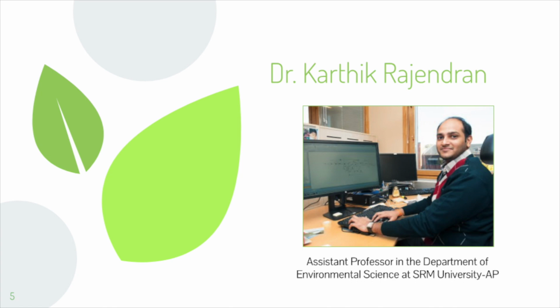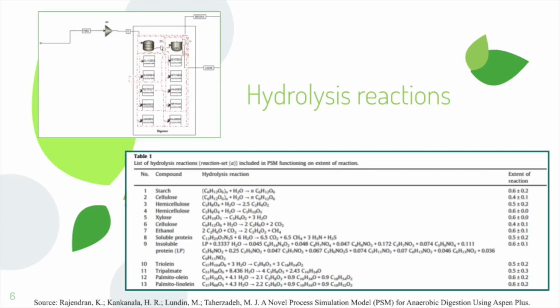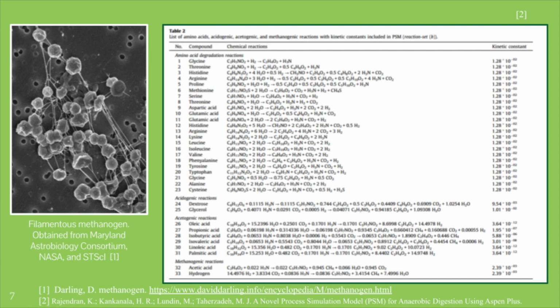Our simulation adapted Dr. Rajendran's process simulation module, which sampled many components that are found in biological waste. Here is a schematic of our design in order to meet the standard methane purity of 98%. Notice that the flash methane is being flared in order to meet air quality regulations. In order to predict the biogas production in a digester, the module consisted of 13 hydrolysis reactions. 33 kinetic-based reactions were specified for acidogenesis, acetogenesis, and methanogenesis.